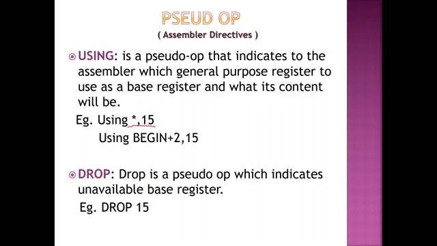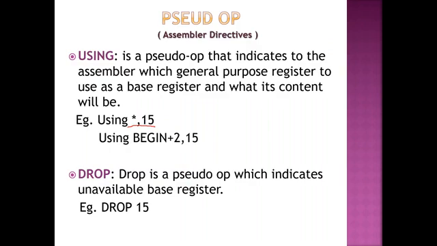The USING pseudo-op gives you two pieces of information. First is which is the base register. Second is what is the contents of the base register. In the example we are seeing here, USING asterisk, wherever you use asterisk, it means the current address, where the location counter is pointing to. The next one, 15, is your base register.